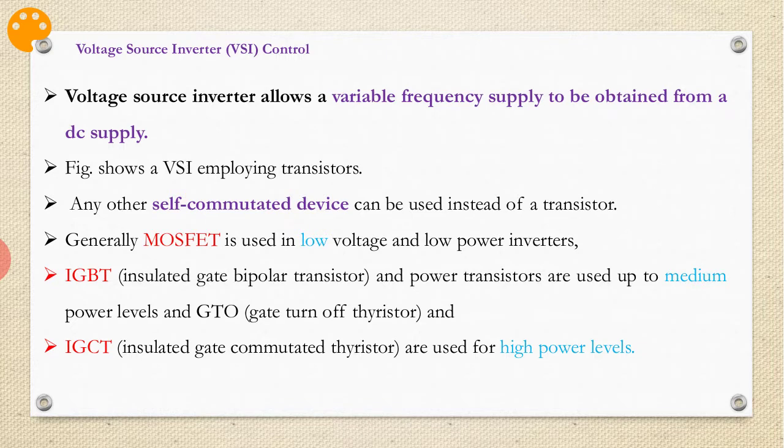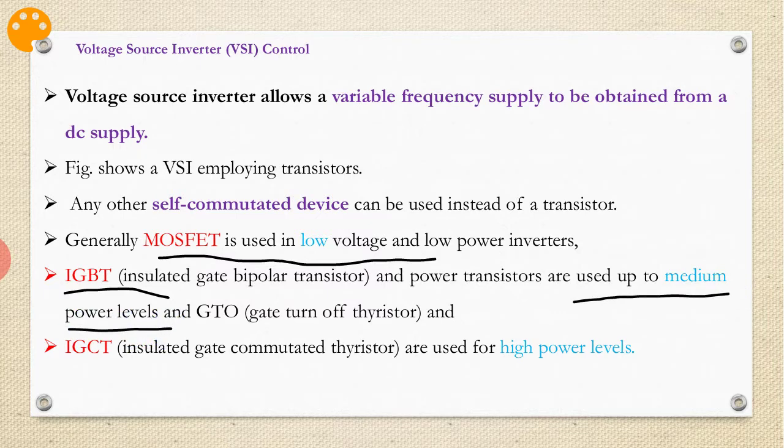MOSFET is used for low voltage applications, whereas the IGBT, insulated gate bipolar transistor, is used up to the medium power level. The GTO and IGCT are used for high power levels. So here is the information about the switching devices: MOSFET, IGBT, then GTO, IGCT, depending upon the level of power we are using.